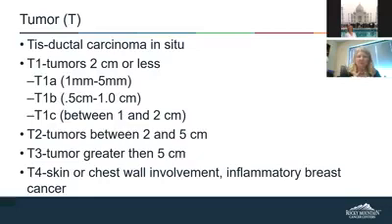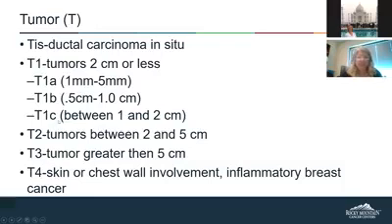So for the T aspect of this, TIS basically stands for, if the cancer is DCIS or ductal carcinoma in situ, where it's all contained in the ducts, that would be TIS. T1 cancers are basically cancers that are under 2 centimeters, and they get broken down to T1A cancers, T1B, or T1C based on the size.